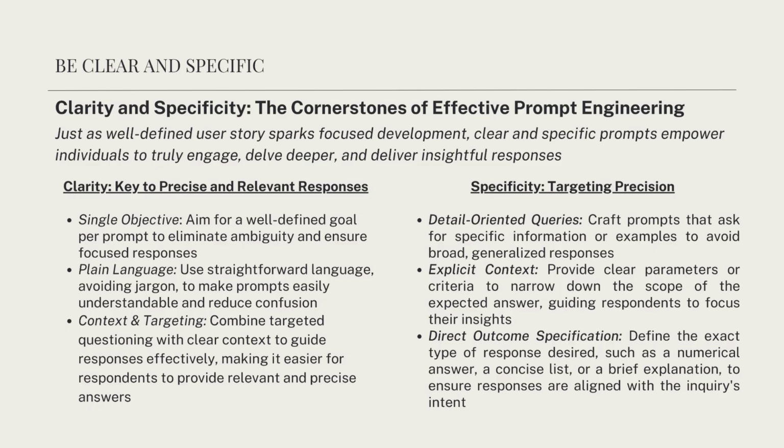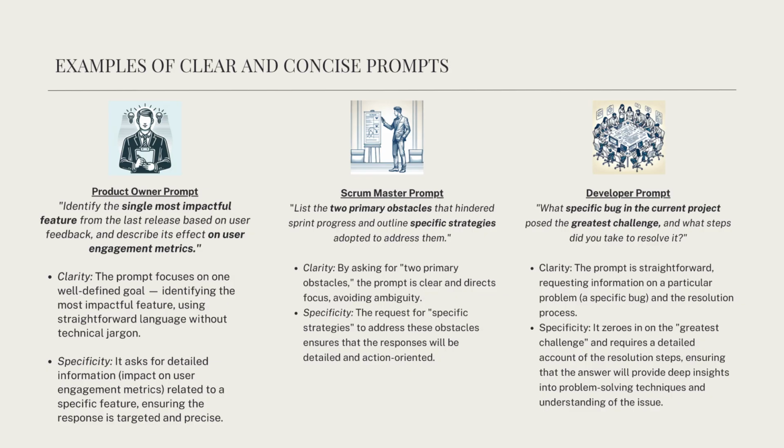Let's start with the foundation: clarity and specificity. If your prompt is vague, the AI's response will be vague. It's that simple. Clarity means having a single, well-defined goal and using plain, straightforward language. Avoid jargon and ambiguity. Specificity is about drilling down. Don't ask for features. Ask for the single most impactful feature from the last release. Don't ask for problems. Ask for the two primary obstacles that hindered sprint progress. By combining a clear goal with specific details, you give the AI a laser-focused target to aim for.